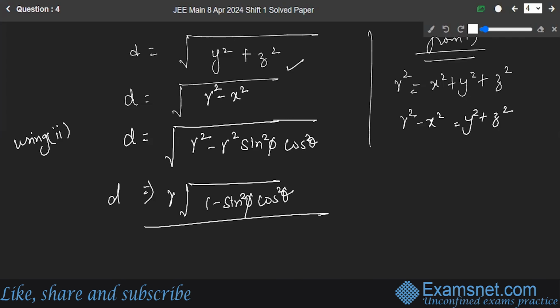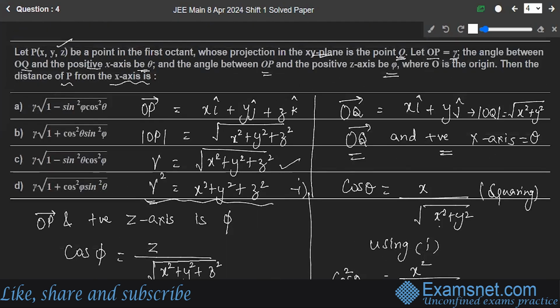Let's check with the options now. So 1 minus sine square phi cos square theta. This is the one. Yes, option A. This is the right answer to the question. Hope you got that. Let's move to the next question.